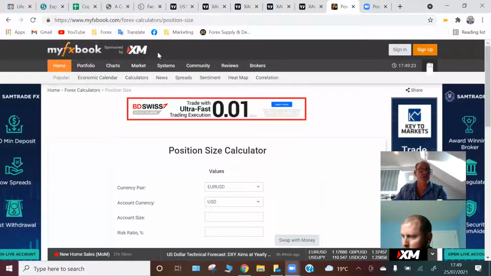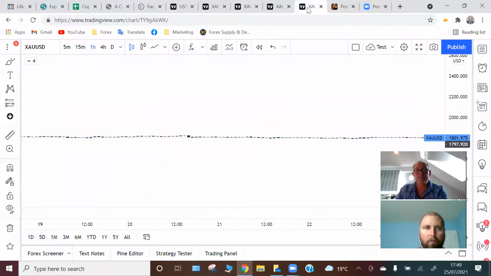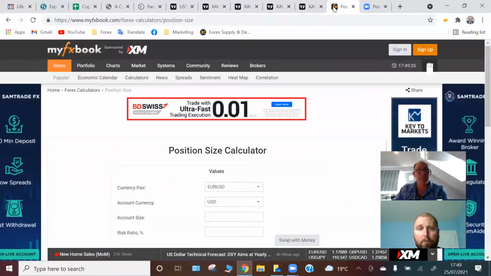So first thing I'm going to do is share my screen right now. The tools we're going to use today, ladies and gentlemen, Matt, are TradingView and a position size calculator from my FX book to work out profit or potential loss. That's it. We don't need anything more than that.